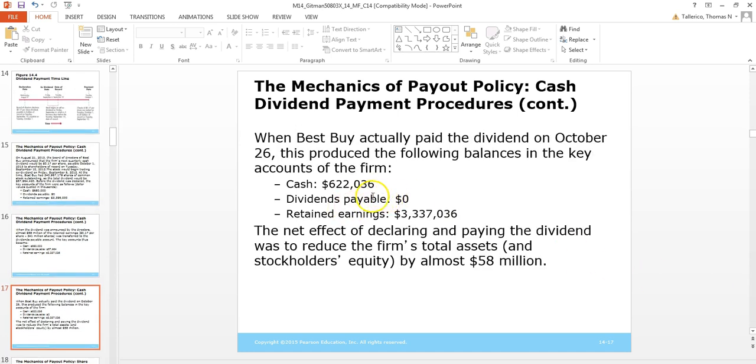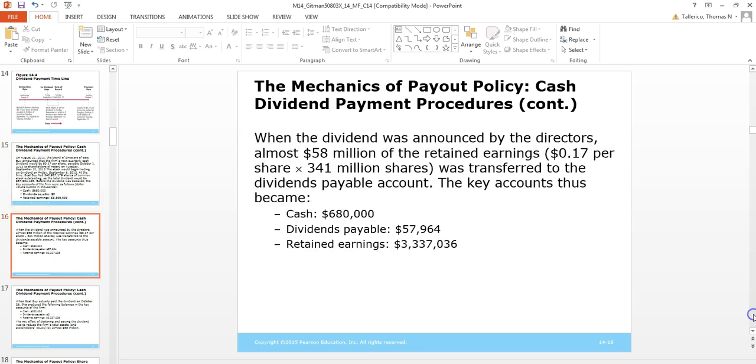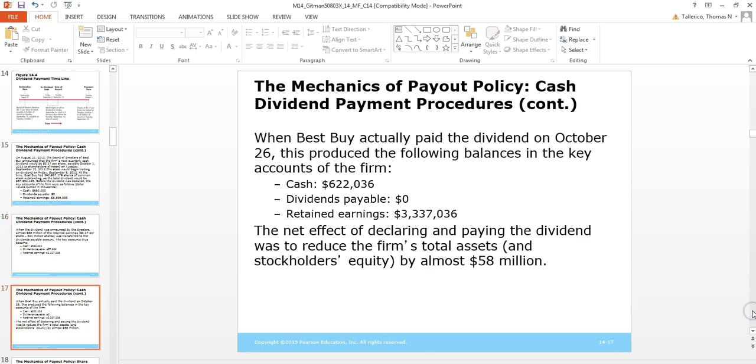Then the dividend was paid. When they paid the dividend, dividends payable goes back to 0, and the retained earnings is basically shown as 3,337,000. The cash account basically stayed the same. The balance sheet had to stay in balance.